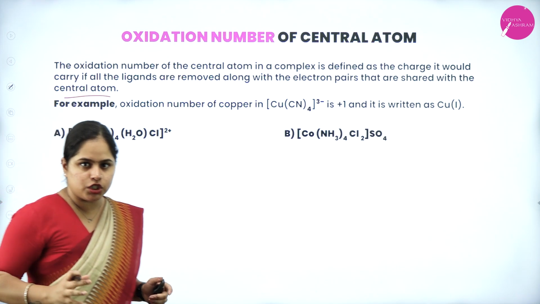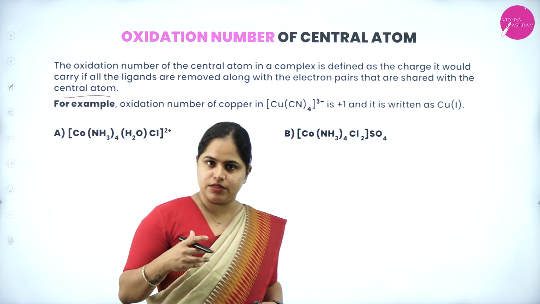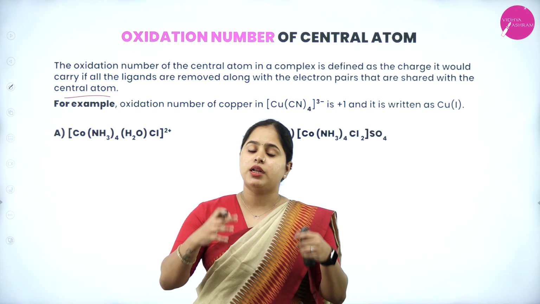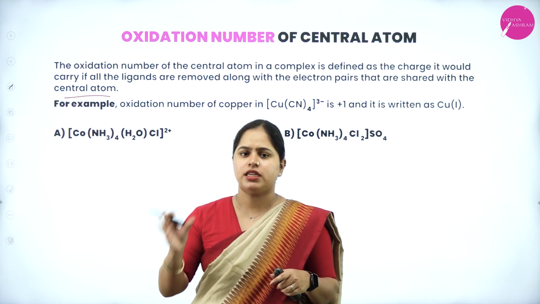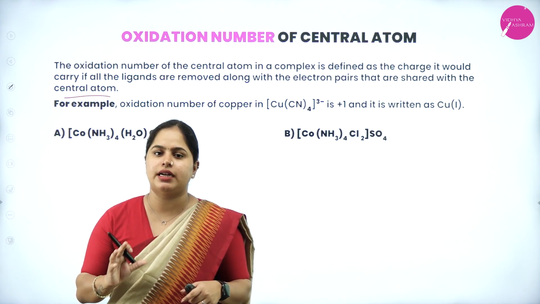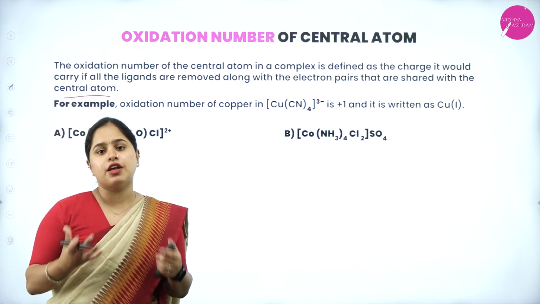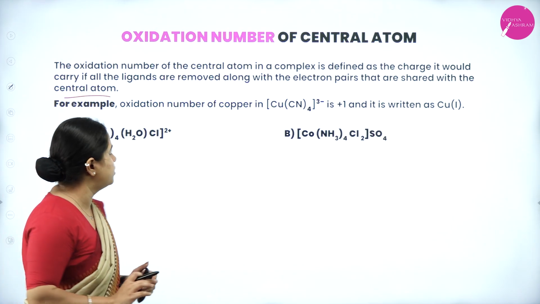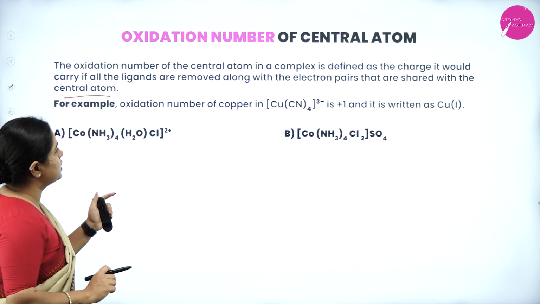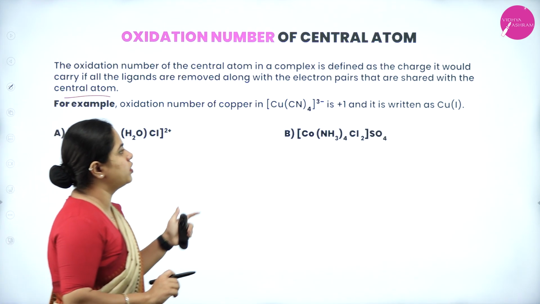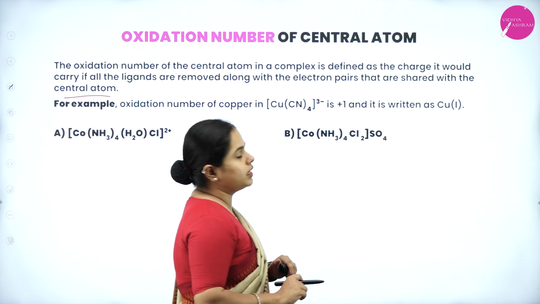So in a coordination compound, there is a central atom as well as ligands. So if we are removing all the ligands and the electron pairs, what will be the charge on the central atom? That is called the oxidation number. Okay, so that is the definition for it. How to calculate, we are going to study now. For example, the oxidation number of copper in [Cu(CN)4]3- is +1 and it is written as Cu(I).